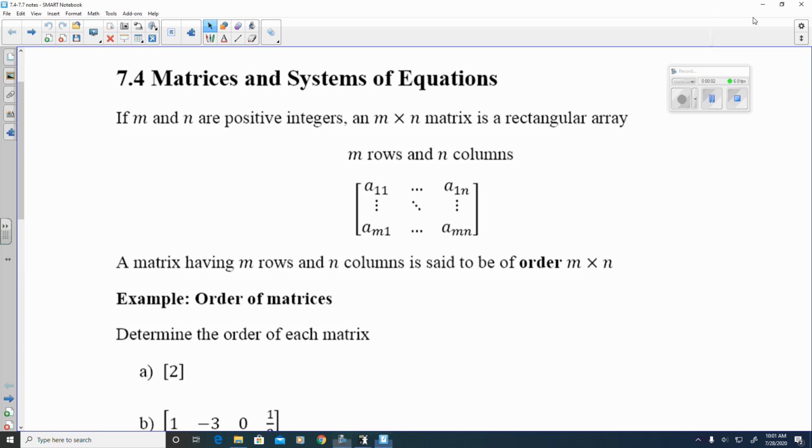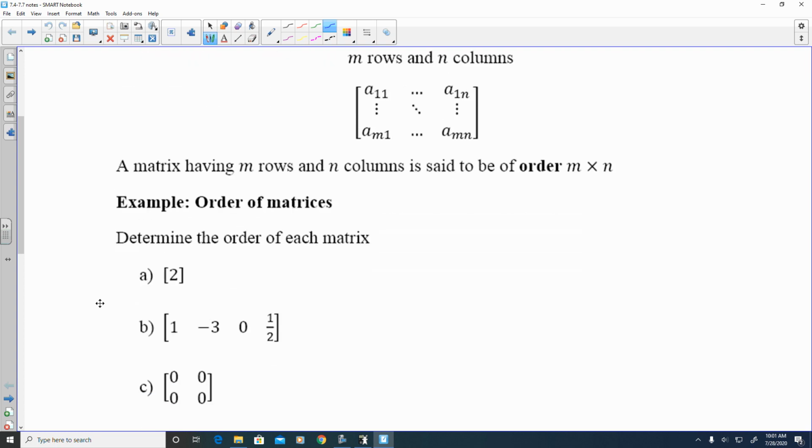Okay, second half of chapter 7 is transitioning into matrices. The first section here, 7.4, is just introducing the size of a matrix, which is called the order of a matrix, and just introducing what we're going to be doing with them throughout the rest of the chapter. So a matrix is numbers that are arranged in a rectangular array. There are m rows, rows are horizontal, and n columns, and columns are vertical. The order of a matrix is the number of rows by the number of columns.